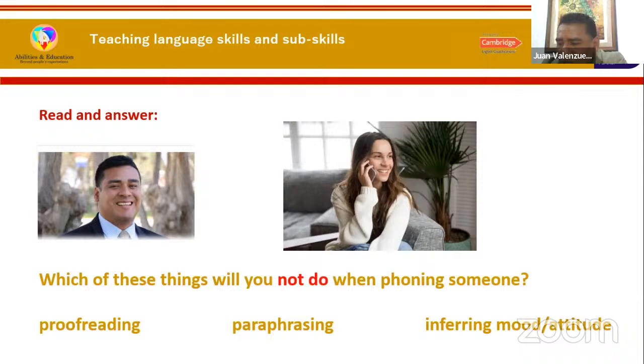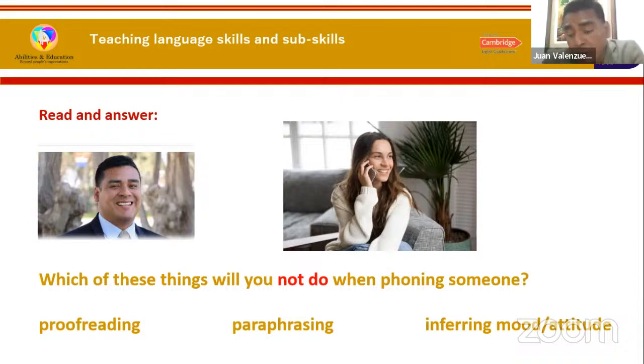Juan Carlos Coveñas, yes, proofreading is something we will not do when talking on the phone, right? Proofreading has to do with writing. To proofread is to make sure your writing is okay, your writing doesn't have any mistakes before you give it to your teacher. Or when your students do writing, before they give you their final piece of writing, they have to double check, sometimes triple check. This means they have to proofread. So this has nothing to do with speaking. So you all are right.